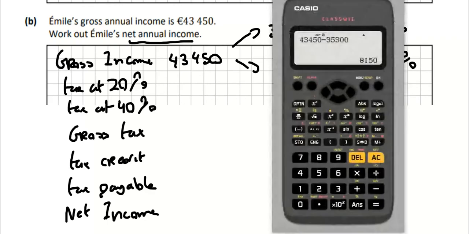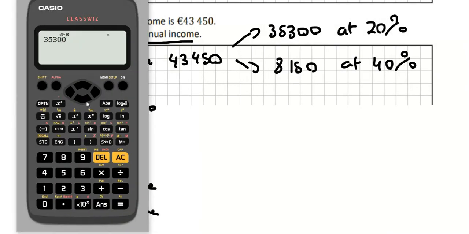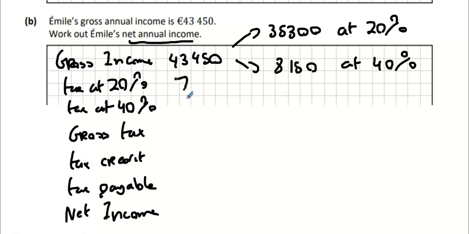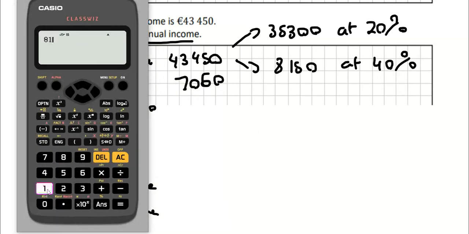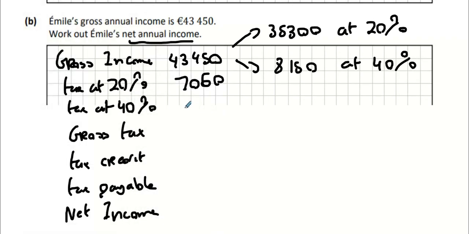So it's going to be 35,300 multiplied by 20%, 7,060. And then the 8,150 is going to be multiplied at 40%, which is 3,260. You add them both together to get your gross.